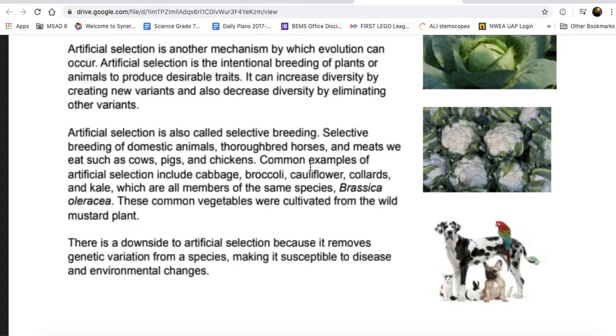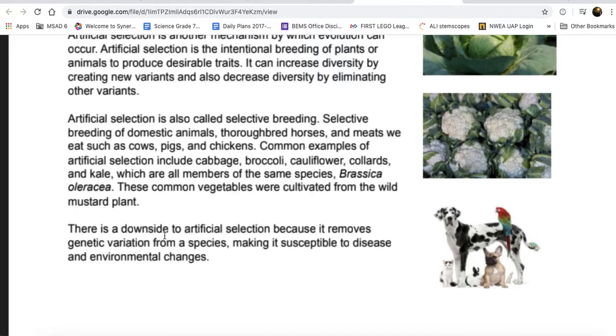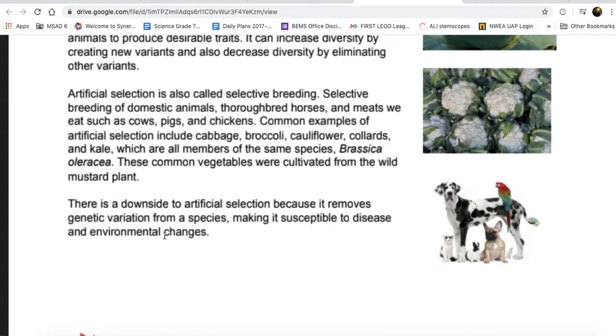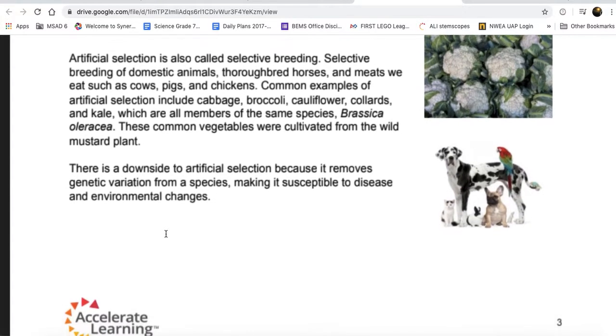Common examples of artificial selection include cabbage, broccoli, cauliflower, collard, and kale, which are all members of the same species, Brassica oleracea. These common vegetables were cultivated from the wild mustard plant. There is a downside to artificial selection because it removes genetic variations from a species, making it susceptible to disease and environmental changes.